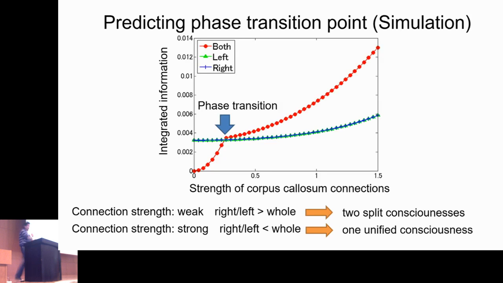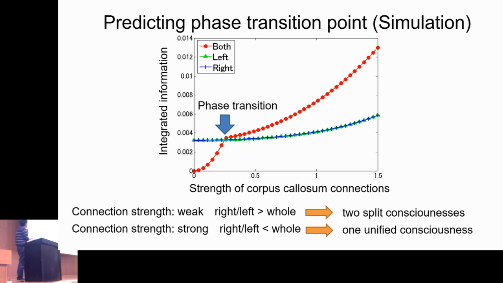And this is just a simulation. This is just a really toy model, and it is really far from the actual situation, of course. But this just gives you an idea. We prepared a whole brain network consisting of a left and right brain network.